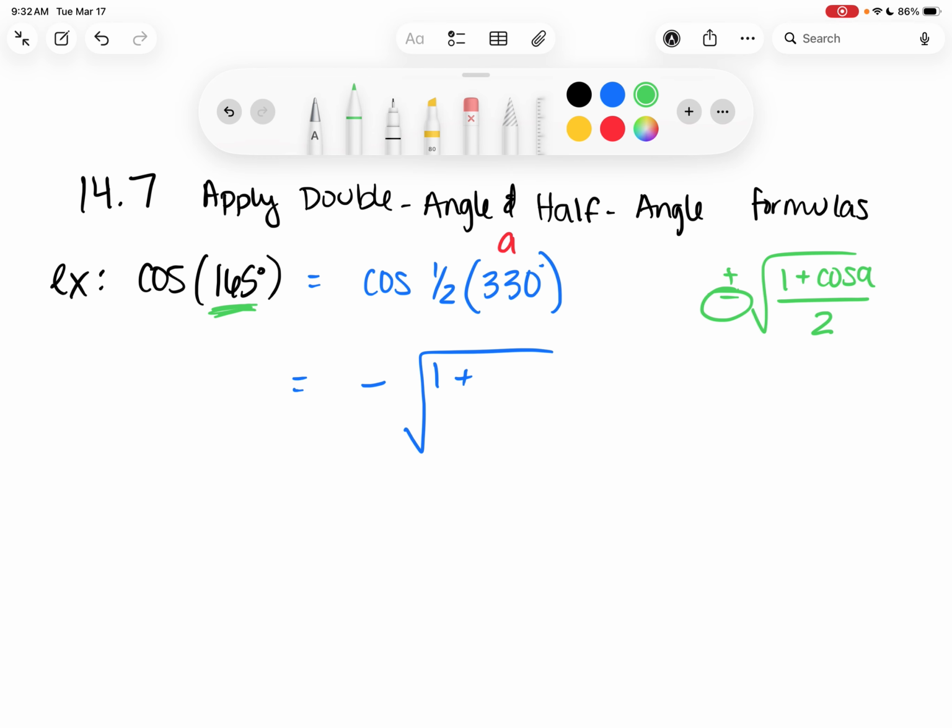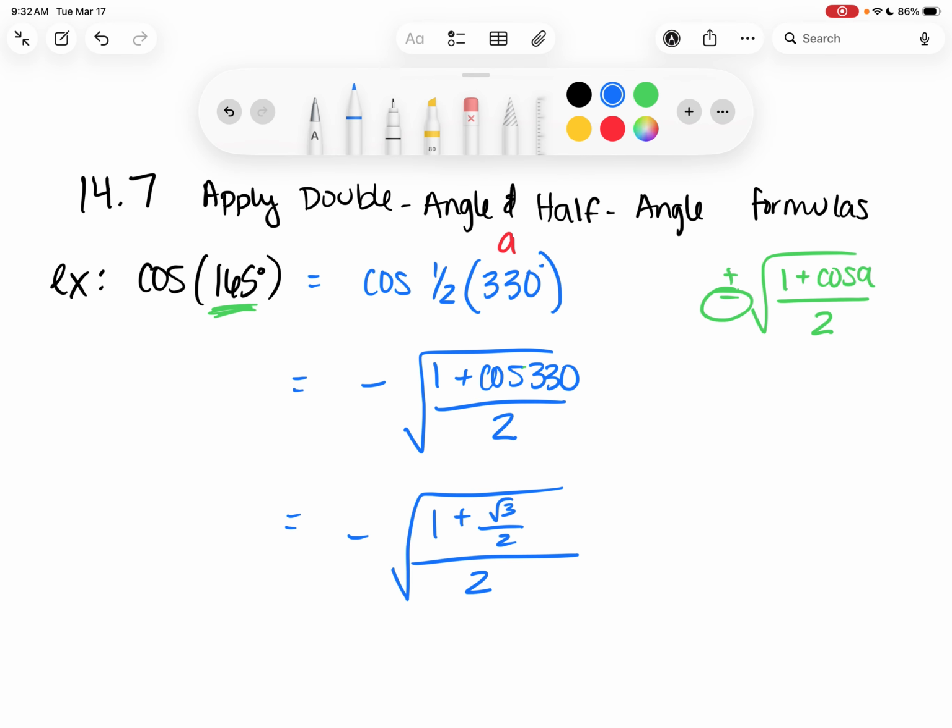Hopefully. All right, so this is 1 plus the cosine of 330 over 2. So then what I do is I go to my unit circle, and I'm going to say, well, what's the cosine of 330 degrees? Square root 3 over 2. Yep, so I'm going to keep the negative sign. Then on top I've got 1 plus root 3 over 2, all over 2.